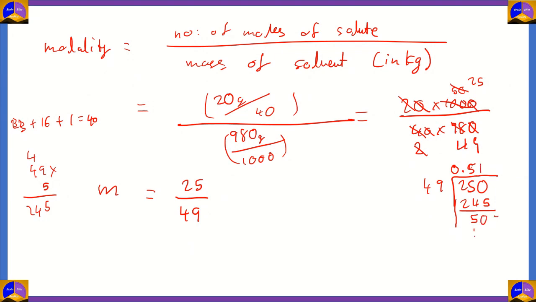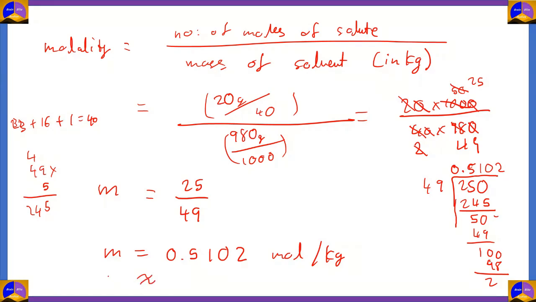Then you can put in a 0. You get 50 minus 49, so that's 1. And then you can put a 0, but still it doesn't satisfy. Put another 0. You get 100. So then you get 2 times, and that's 98, which is 2. Now you can go on and on dividing this, but let's stop here and put in an approximate value. So the molality of the solution that we have is 0.5102 moles per kg, and we can approximate that as equal to 0.5 moles per kg.